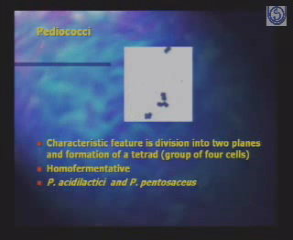Pediococcus is one more type of lactic acid bacteria which has a characteristic feature that it occurs in tetrads. A tetrad is a group of 4 cells which is capable of dividing in 2 planes. It is again a homofermentative bacteria, and the most common species is P. acidilactici.